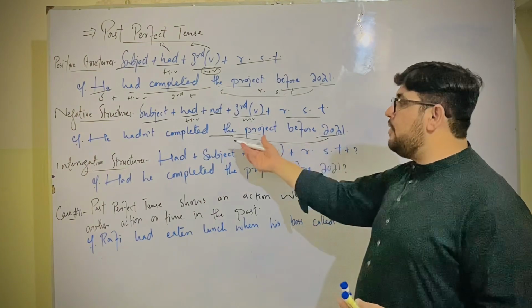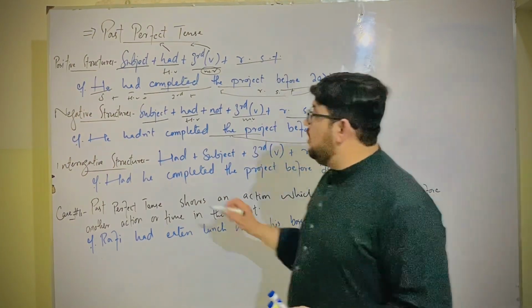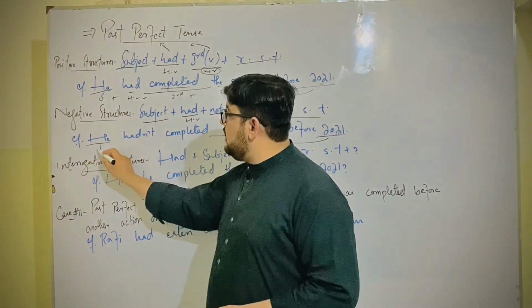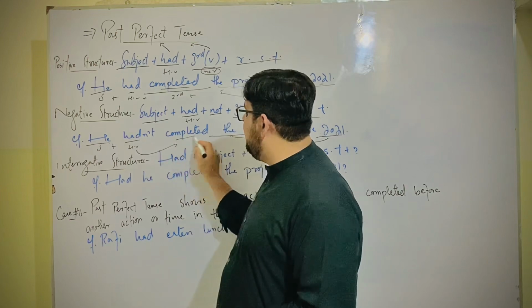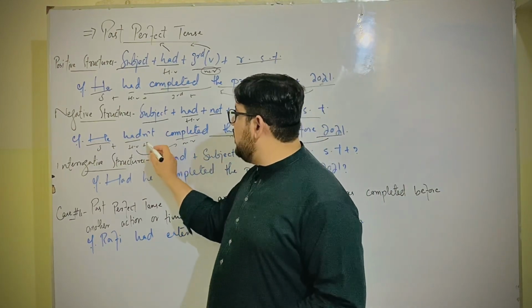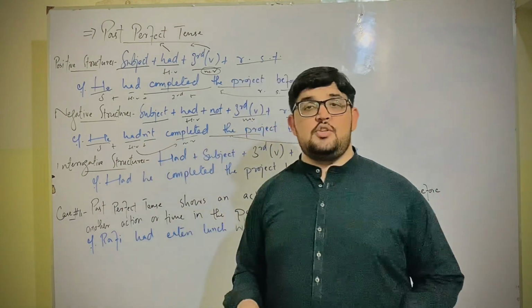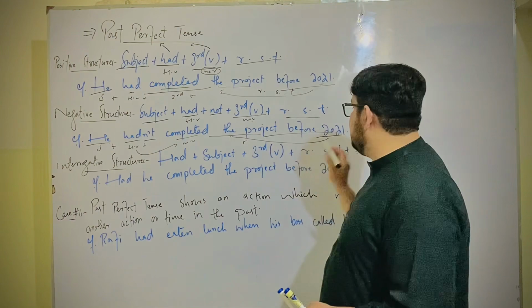Before this time the project hadn't been, or the project wasn't completed. So we use the subject here plus had as the helping verb. It helps the main verb, the third form of the verb in this sentence. Plus we use not, the adverb of negation, to turn the sentence negative. Plus the rest of the sentence.